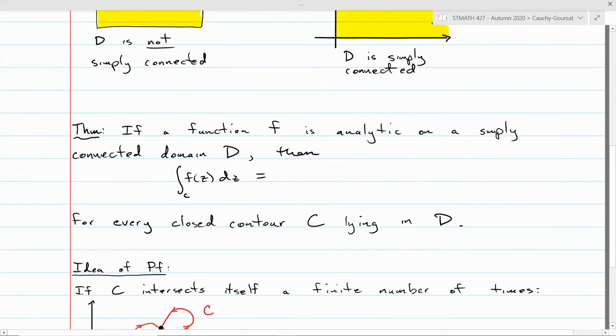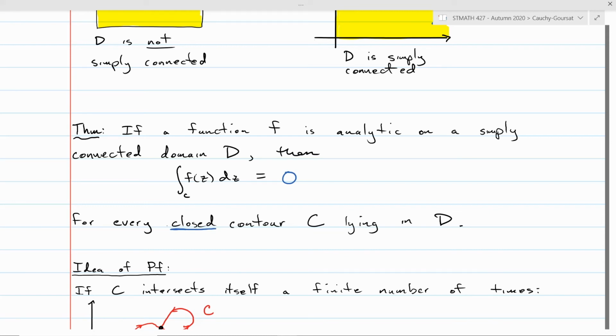So the theorem that we have here that relates to simply connected domains is that if a function f is analytic on a simply connected domain D, then the integral along C of f of z dz equals 0 for any closed contour C lying in D. Notice that closed is the only hypothesis about the contour. It doesn't have to be simple, so we could have a contour that is self-intersecting. If it were a simple closed contour, we're just talking about the Cauchy-Goursat theorem.